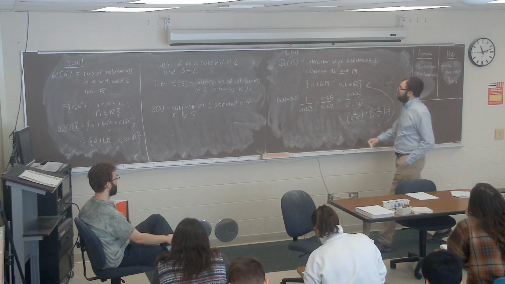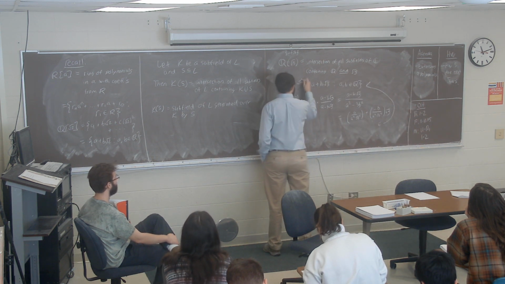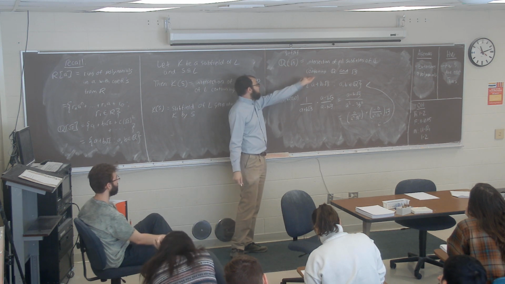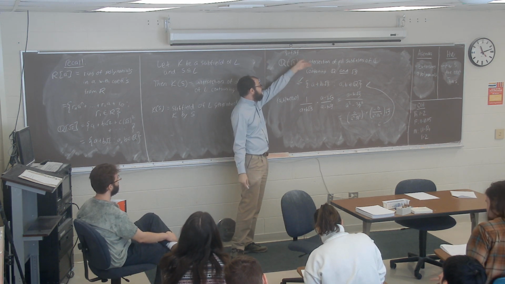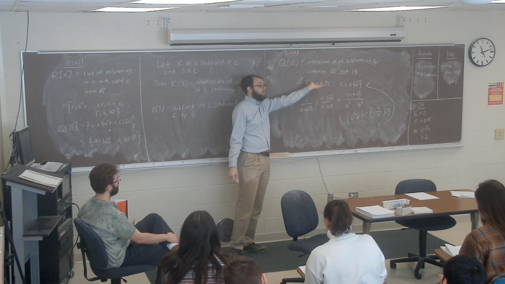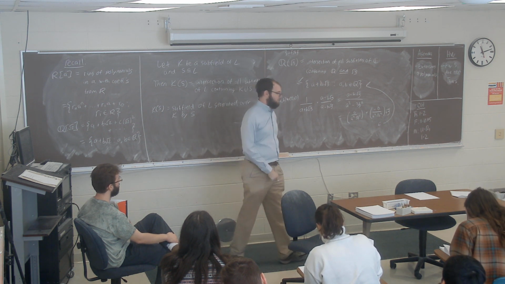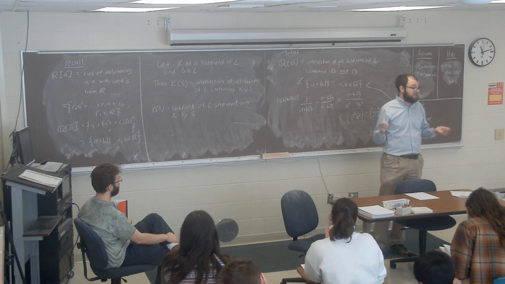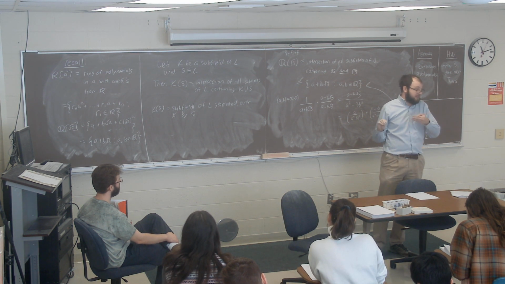So it turns out, yeah, you're absolutely right, Andrew. Turns out that this intersection of all subfields of C containing Q and square root of 3 happens to be exactly this set right here. This is, in other words, the smallest field that contains both all of Q and the number square root of 3.